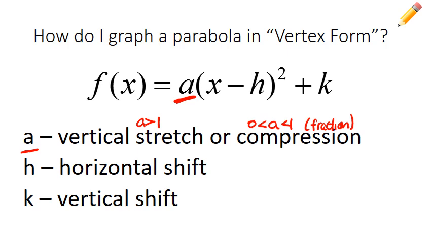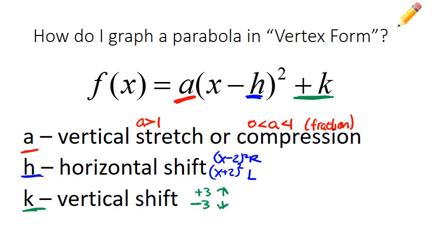Your horizontal shift. Remember, notice the subtraction sign is part of the formula. So that's why it always looks like the opposite. So if I have an x minus 2, that means to the right. If I have an x plus 2, that means it's to the left. And then we have our k value, which represents our vertical shift. So if I add on a 3, that means it's up. And if I subtract a 3, that means it's down 3. Take a moment if you need to pause this video to take the notes.